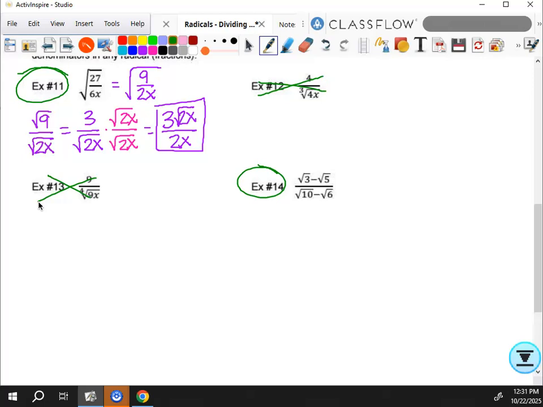Oh, wait, we're not going to do this. 14, no. 14. That is not number 14. Oh, sorry.